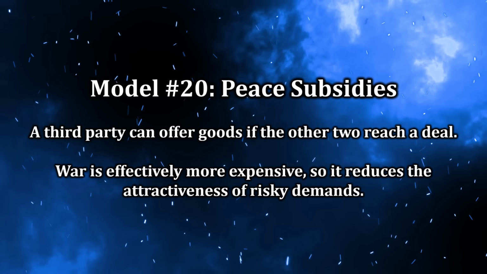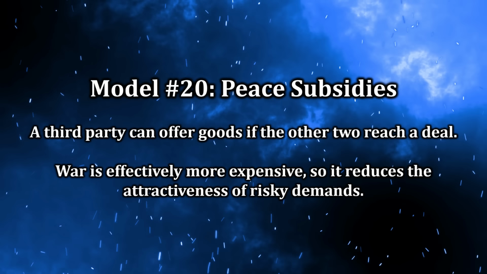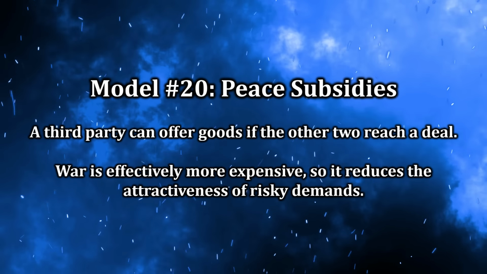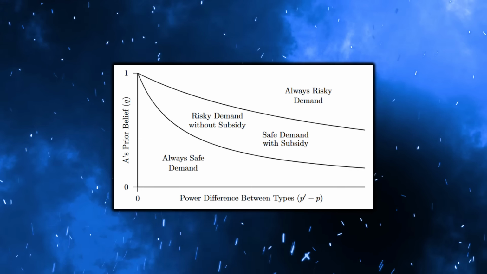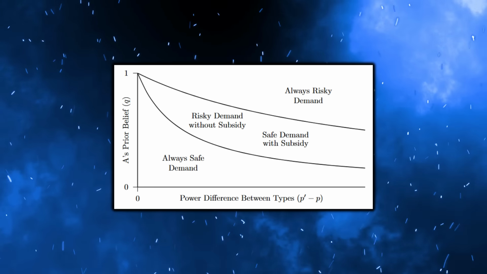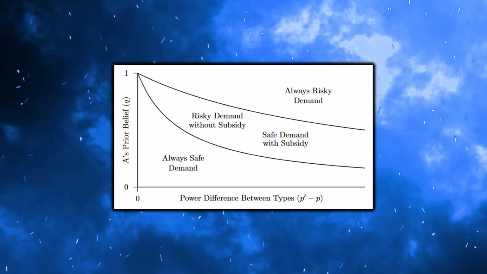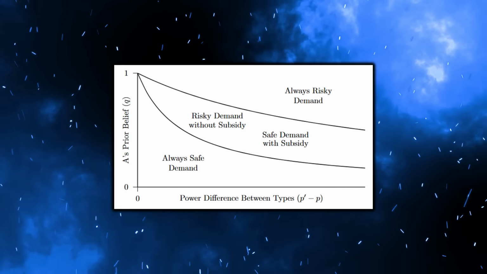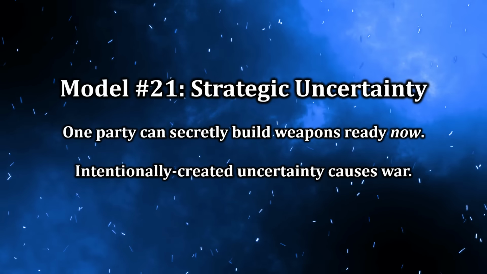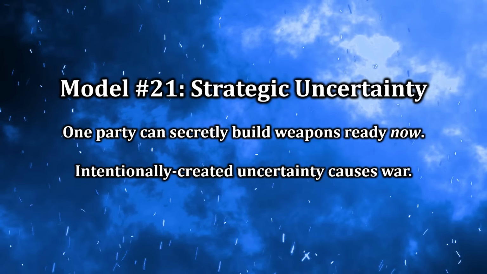Model number 20. Peace subsidies. What if a mediator could provide selective rewards to the parties if and only if they reach an agreement? Well, that flips what I just said in the previous case, as peace subsidies act as a de facto extra opportunity cost of war. We can now get peace. Hooray!